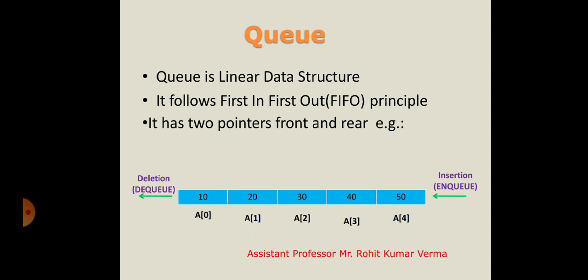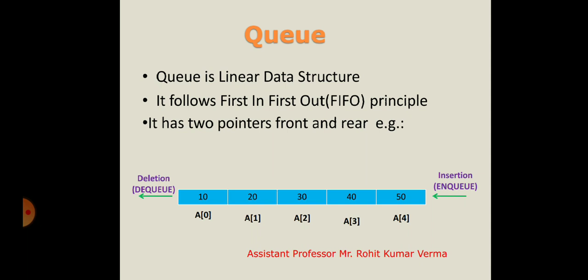end? So dear students, whenever you are performing an insert operation in a queue, that operation is performed at one end and that end is known as the rear end. And whenever you are performing a delete operation, that delete operation is performed at another end and that end is known as the front end.